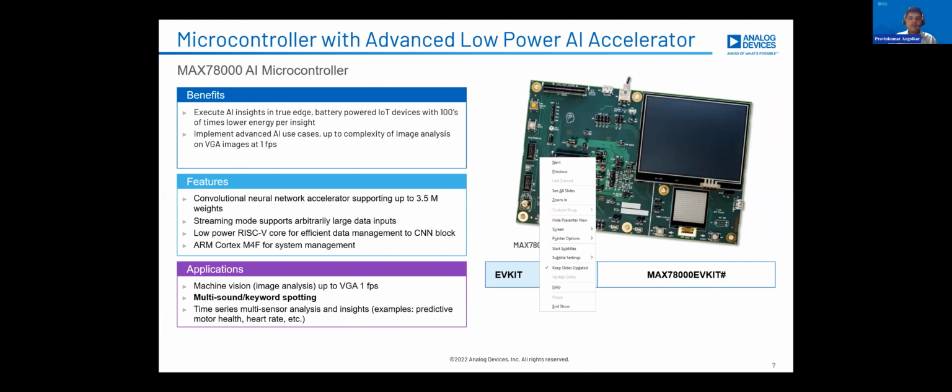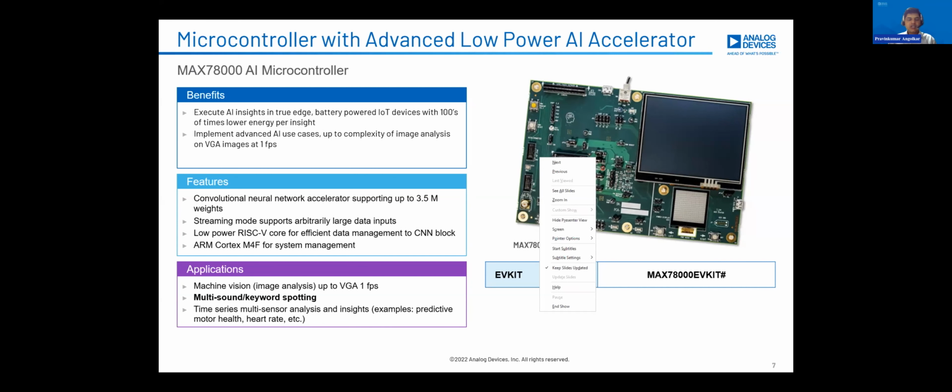So the first device that we are going to look at here is the microcontroller with AI accelerator. The key benefit that such a microcontroller offers is very, very low power. It can actually be battery powered, and everything can be done at the edge. So you pay slightly more than an MCU, but you get a lot more compute power at the edge because this particular microcontroller has a convolutional neural network embedded in the hardware.